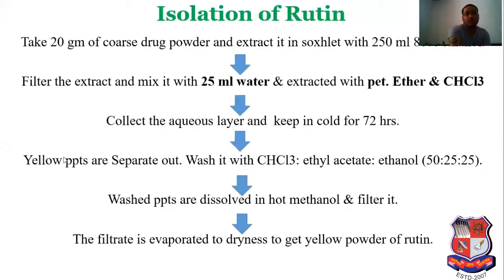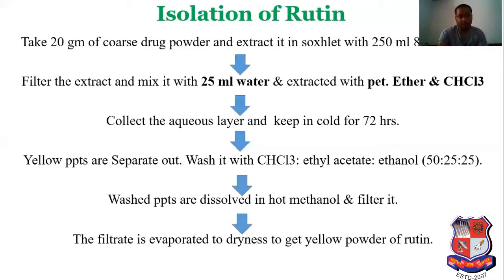Now we move on to the isolation of rutin. Take 20 grams of coarse drug powder obtained from buckwheat or Ruta graveolens, and extract it in a Soxhlet apparatus with 250 ml of 80% ethanol, or up to complete extraction. After the extraction with ethanol, we have to filter the ethanolic extract, mix it with 25 ml water, and again extract with petroleum ether and chloroform.